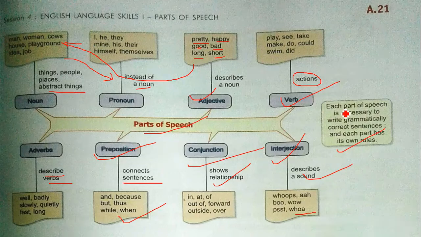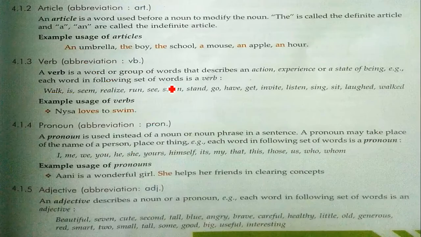Every part of speech has its special or unique role in the sentence. The second is article, abbreviation ART. An article is a word used before a noun to modify the noun. The article which we use to modify, like "the", is called the definite article, and "a" and "an" are called the indefinite article.